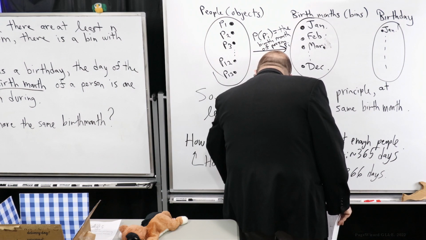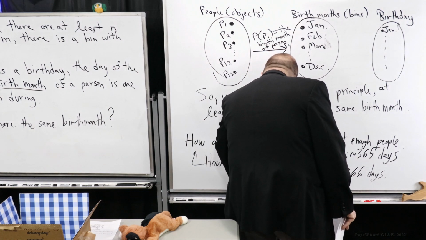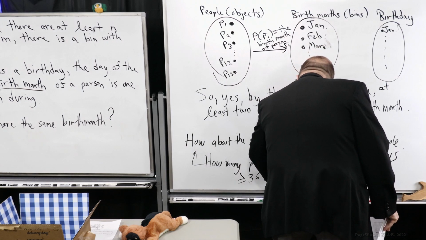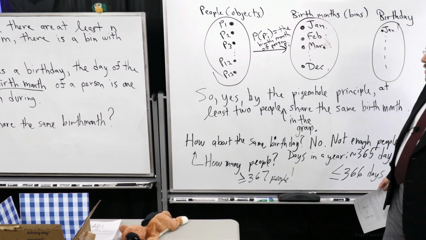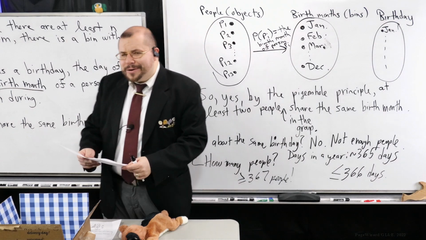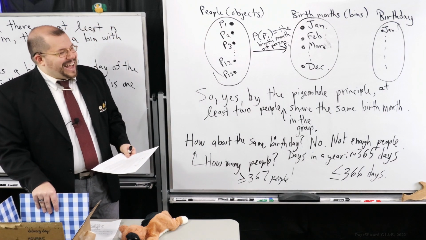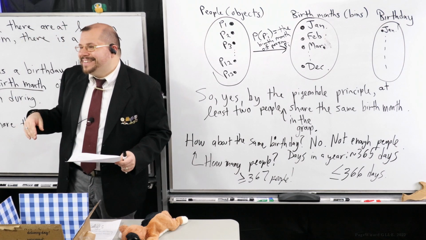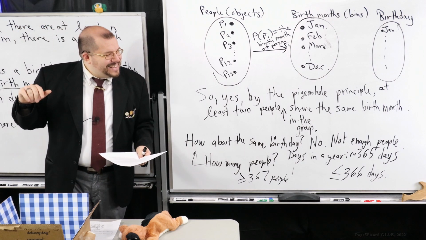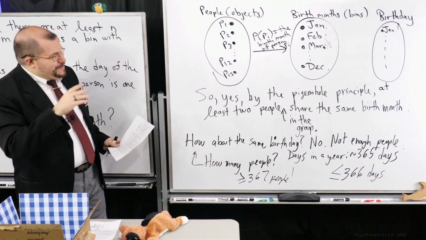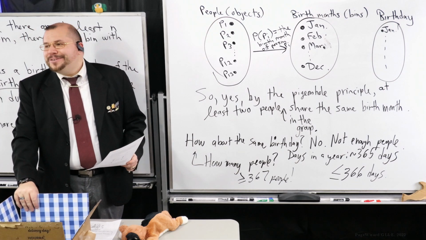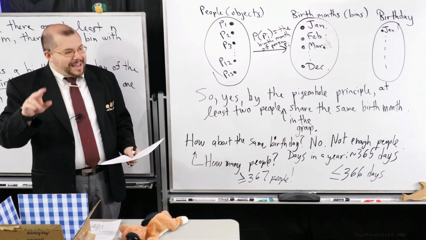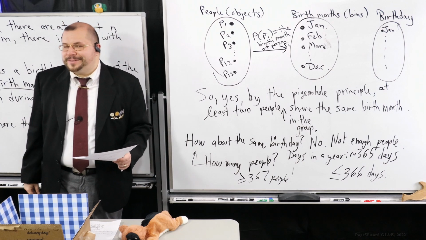So if you get me at least 367 people, that's enough. I'll let you think about that. In fact, I encourage you, if you could somehow get 367 people together. I can't today. I can't fit that many people in this room, okay? It's not that big. If I could, we could take 367 people and ask them what day of the year they were born. And the pigeonhole principle guarantees at least two of them are going to share the same birthday.